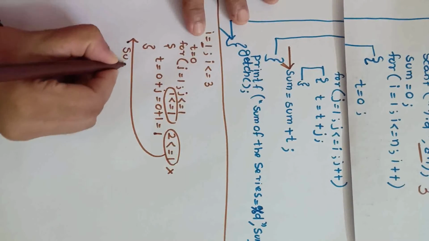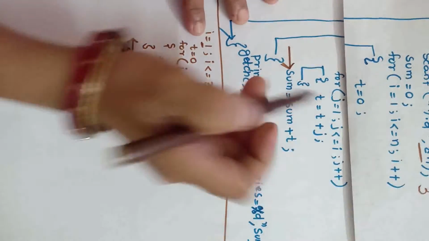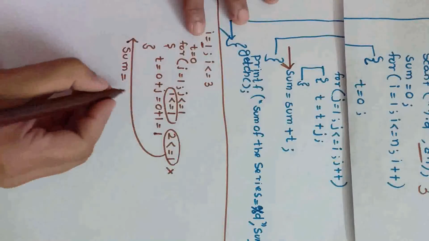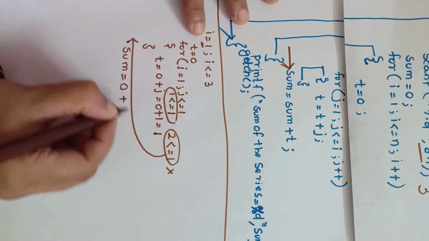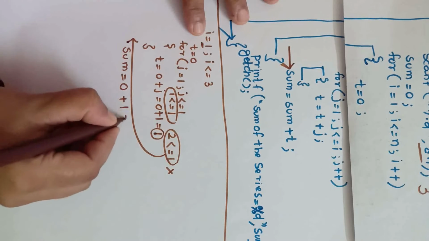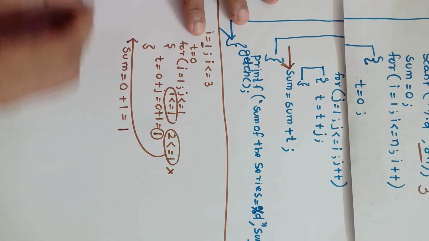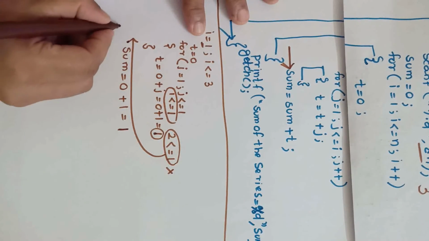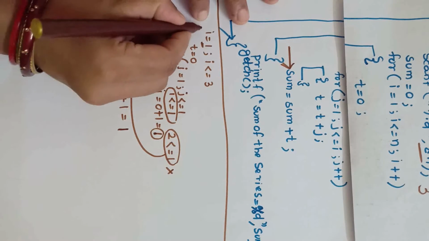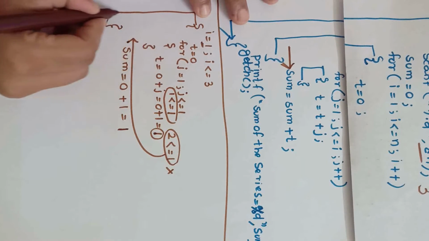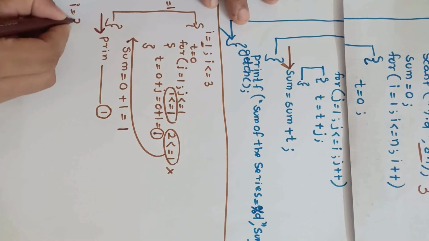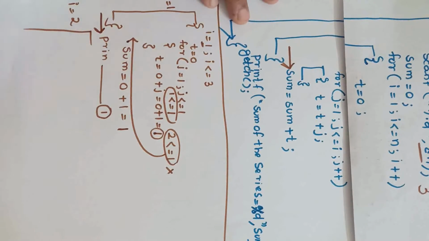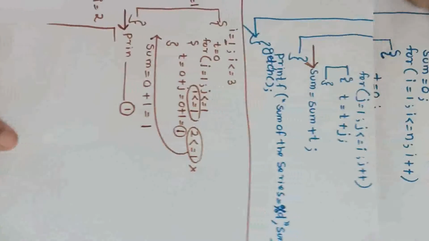So what is this line? sum equals sum plus t. What is the value of sum? Look here, 0. So sum is 0 plus what is the value of t? 1. So the value of the first sum is 1. Okay. So next, this for loop is finished here. Next is for i equals 2. The same thing we are checking for i equals 2.